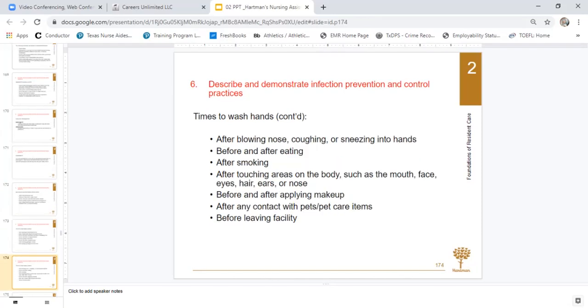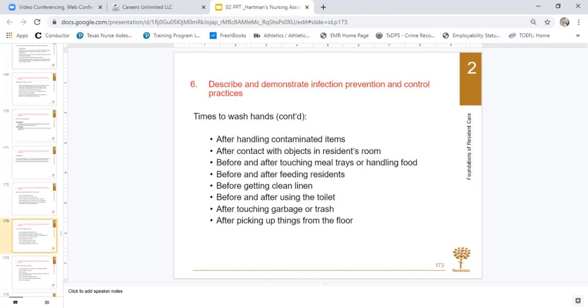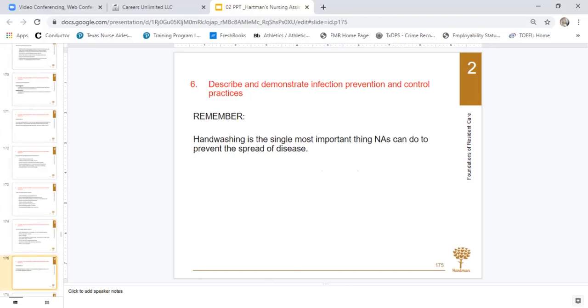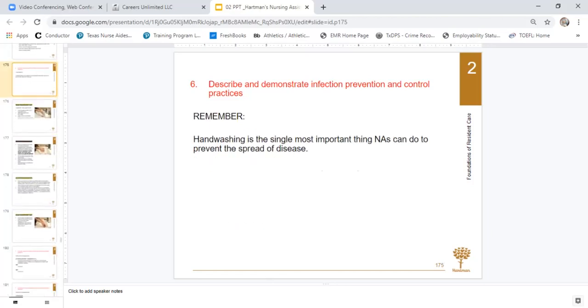You wash your hands all the time, okay? Even now they're reminding us, putting up lists and flyers and posters, wash your hands whenever you come in contact with contaminated items like dirty linen, with a resident, before you make contact with a resident, after you make contact with a resident, and before you eat, after you eat, and the list goes on and on. So just remember that you have to wash your hands pretty much continuously when you're on the job, okay?